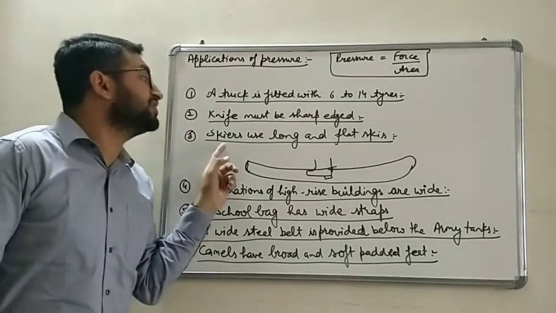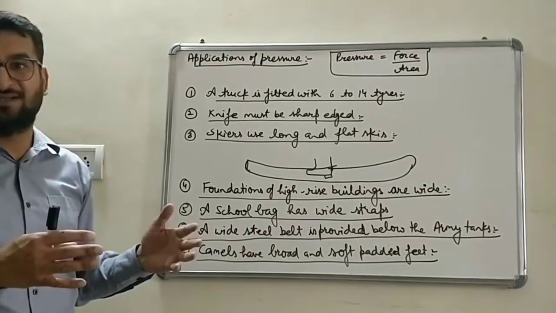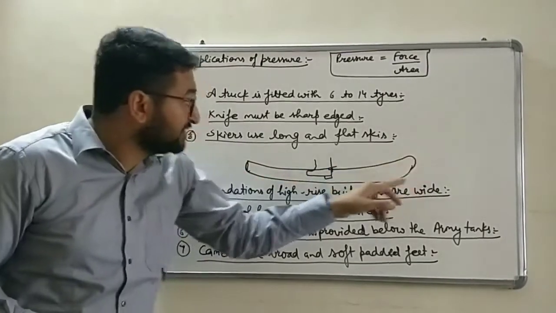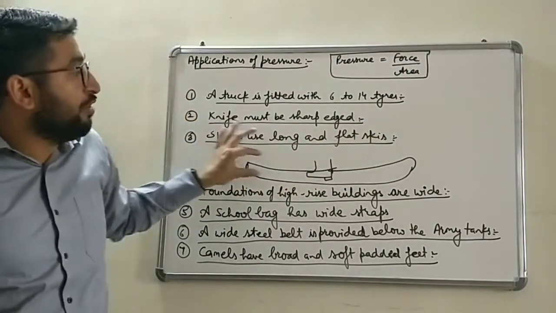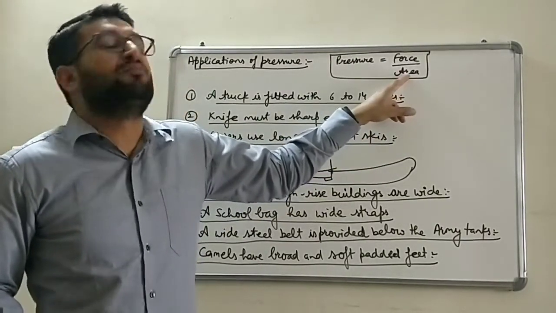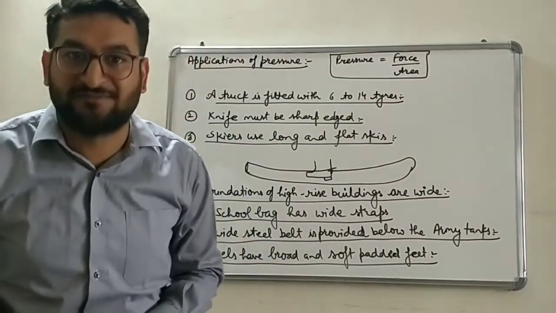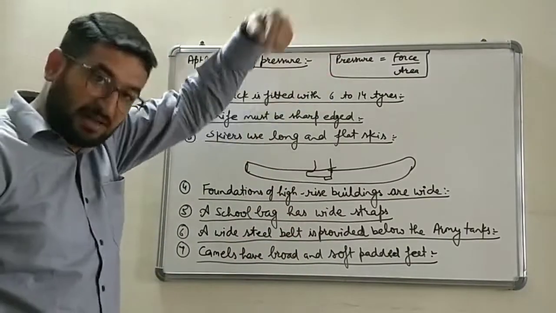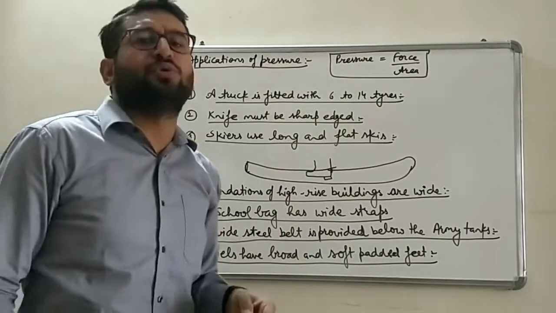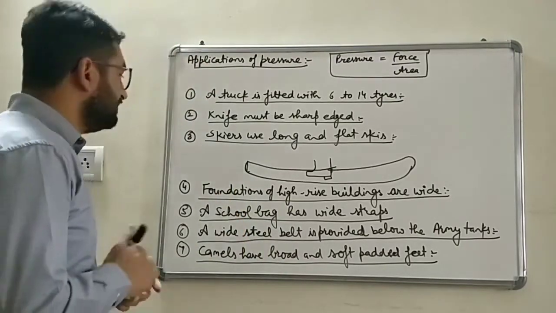Next, skiers use long and flat skis. The skiers used to ski on the ice. They use flat and broad skis. Why? Because that broadness, that large longness provides more area. More area means they exert less pressure on the ice and do not sink into the ice. ski के बड़े होने से एरिया बढ़ गया है, एरिया बढ़ने से प्रेशर कम हो गया, प्रेशर कम हो गया बच्चे, तो स्कीयर्स जो होते हैं वो आइस में सिंक नहीं होते.